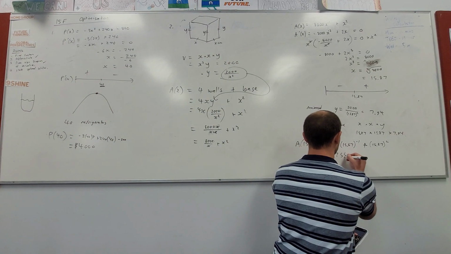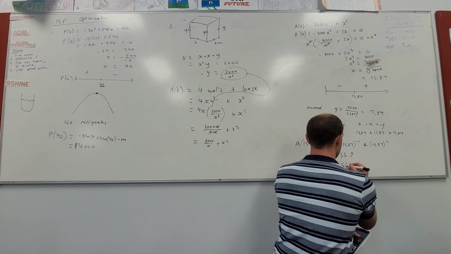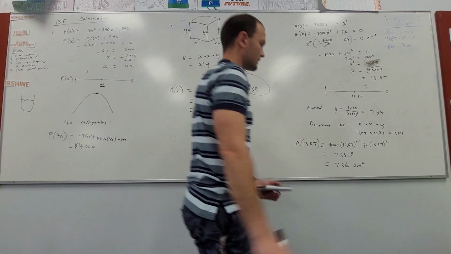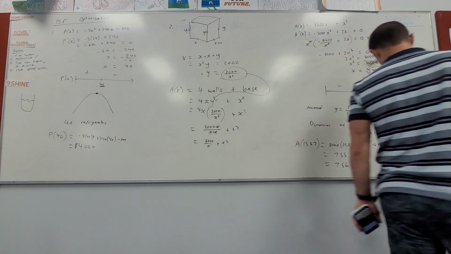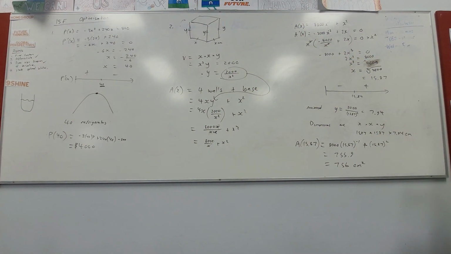755.9, 756 centimeters squared. The area is in terms of centimeters. I should put centimeters over here for our dimensions as well. We should always have units.